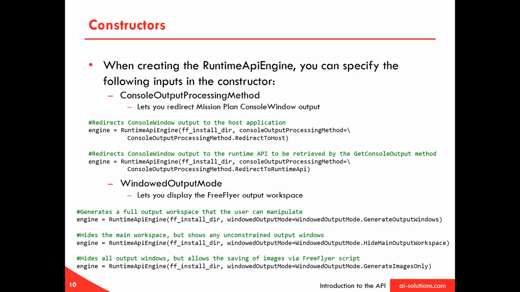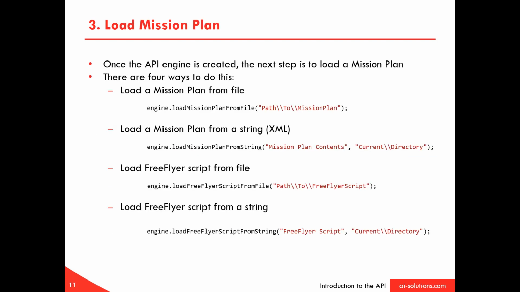Once your API engine is created, the next step is to load a mission plan, and you can do this in a few different ways. The most common probably is to load your mission plan from a file. So if you've written a mission plan and you've saved it in a .missionplan file, you can just call the load mission plan from file method.